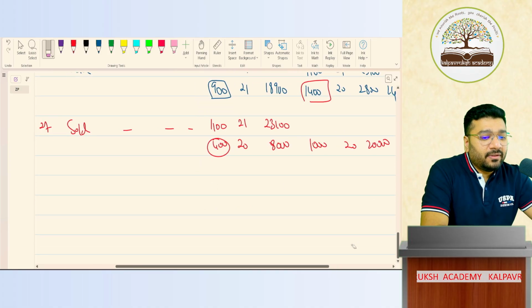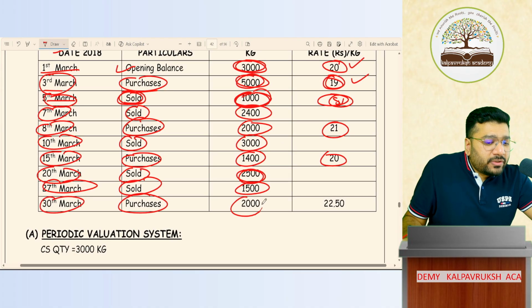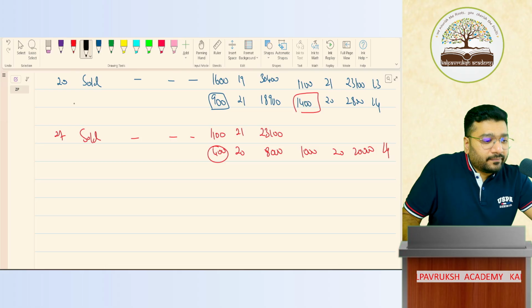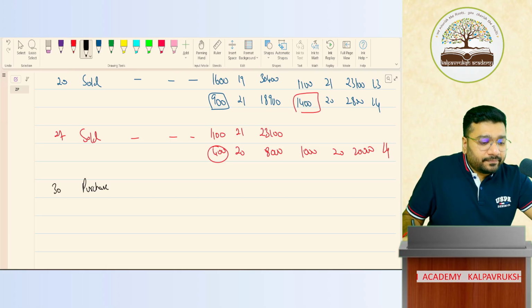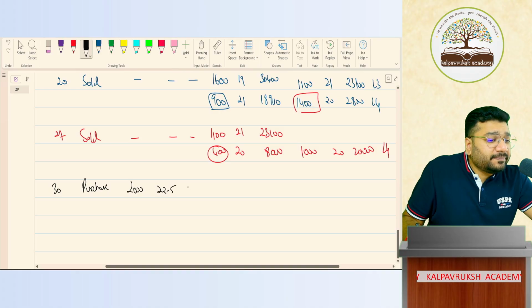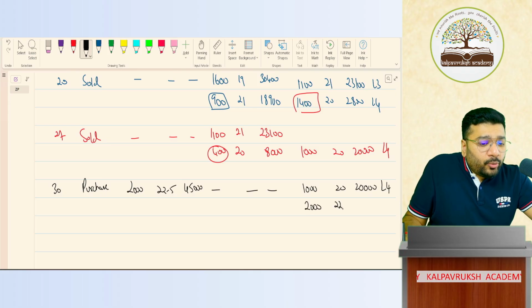Okay, wow. Then 30th March, last transaction. Purchased 2,000 kg at 22.5. How much it is? 45,000. Nothing is sold. What is the stock now? 1,000 into 20, which is 20,000 of L4. And 2,000 into 22.5, 45,000 of L5.